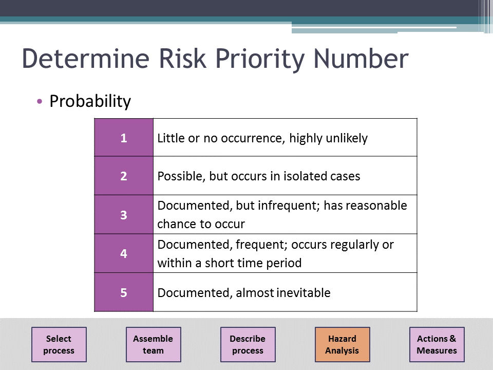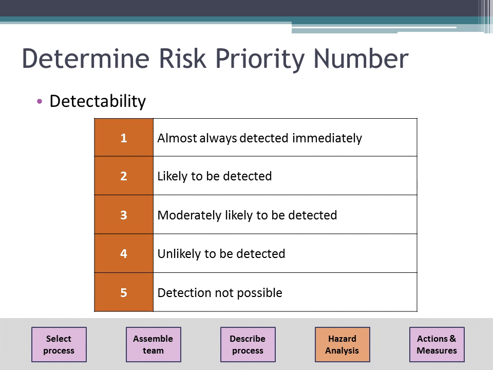Then the reference scale for probability and detectability look quite similar, 1 through 5. So for probability, 1 represents the lowest likelihood, and 5 would be the highest likelihood. It's something that's almost inevitable. Finally, detectability. 1 would be the highest detectability. That means it's almost always detected immediately. And 5 is the lowest detectability. It's impossible to detect this failure mode.